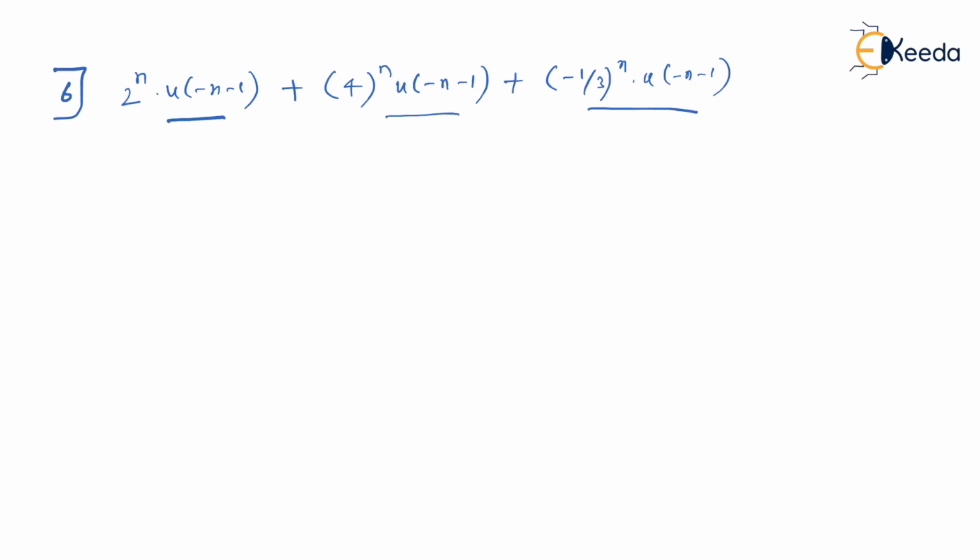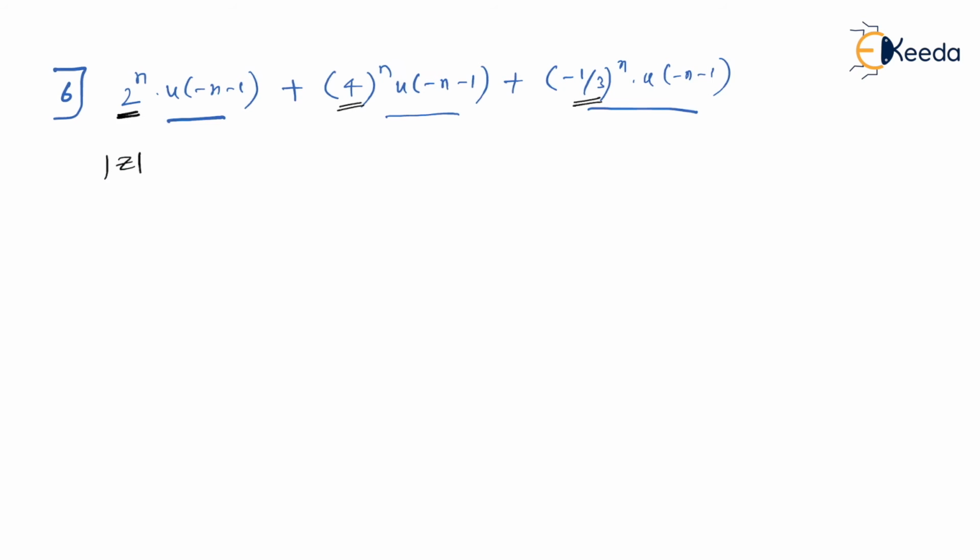And if it is anti-causal in nature, we know that the nature of ROC is always inward. So here I'm just going to get the ROC directly. First pole location is at 2, second pole location at 4, and third pole location at minus 1 by 3. Then we will have 3 circles of radius 1 by 3, 2, and 4. So we'll have 3 circles.